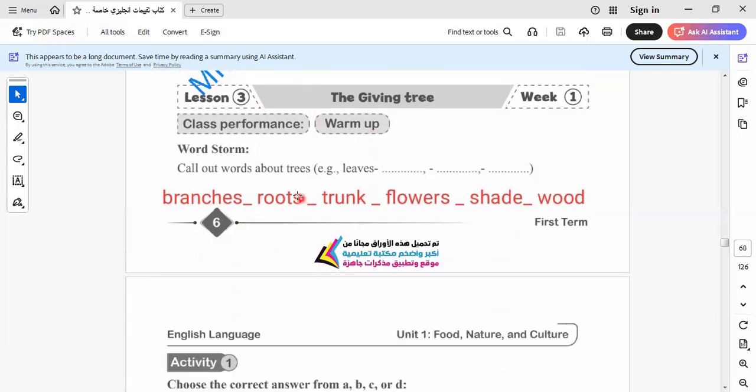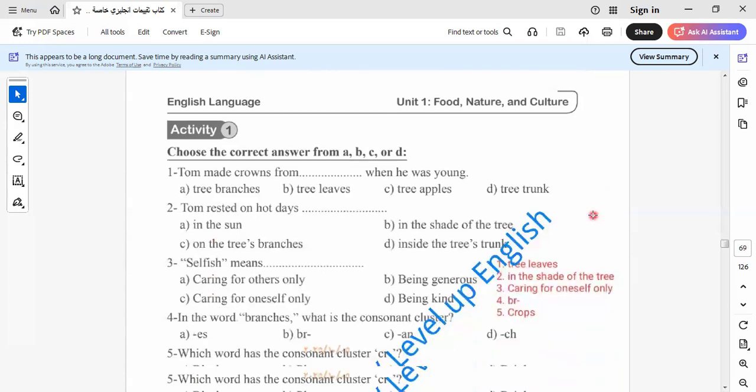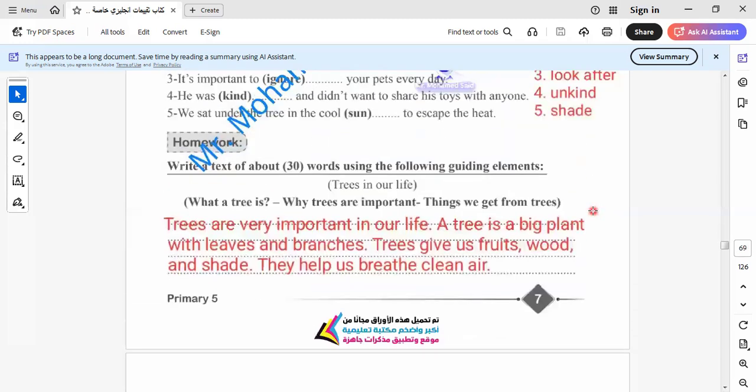Okay, here we say talk about trees. Here we have leaves, branches, roots, trunk, flowers, shade, wood. I think all of us know the parts of the tree. Okay, here is the paragraph. Let's do this paragraph together. Trees in our life. So here we talk about the trees in our life and how the trees play an important role in our life.